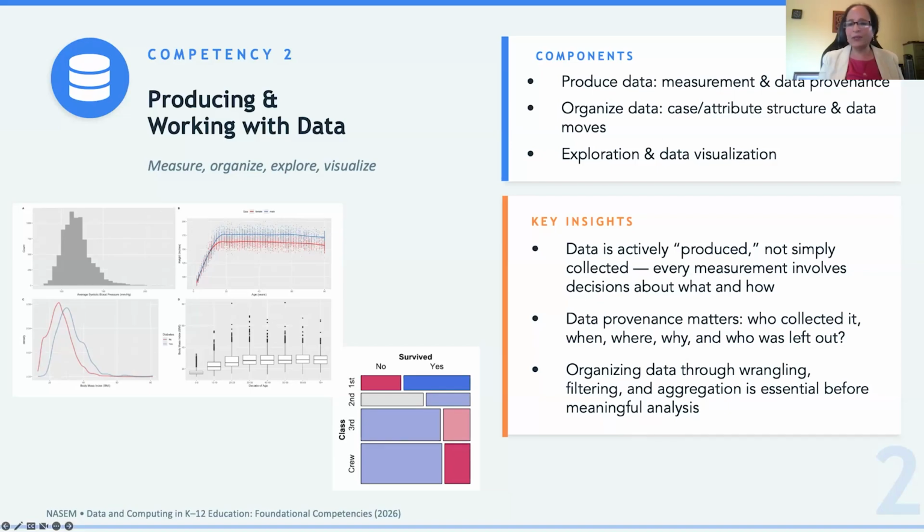So the second component is about data organization, which the report calls data moves: filtering, aggregation, creating new variables, merging data sets, all those transformations that are needed and are essential before any kind of meaningful analysis can happen. And the third is exploration and visualization. And students can start visualizing data right from kindergarten with things like tally charts and progress on through complex multivariate displays in high school. Data provenance matters deeply. When using someone else's data, students need to ask who collected it, from whom, when, where, and for what purpose, and who might have been left out.